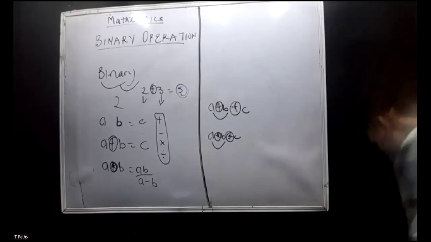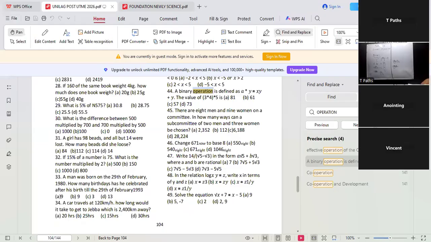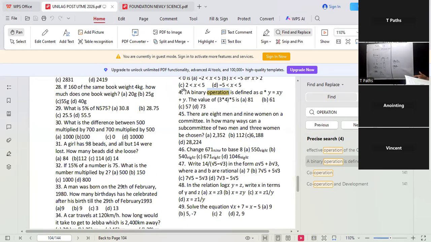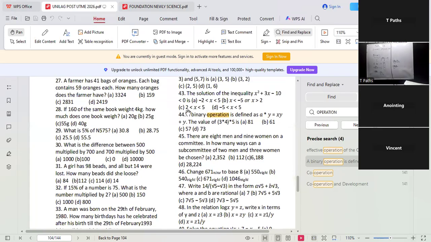From your Unilag post-UTME past question, page 104, question 44. Page 104, question 44. Unilag post-UTME past question. All right, so this is what it looks like. This is the Unilag post-UTME past question that you can use to practice pending the time of the exams.